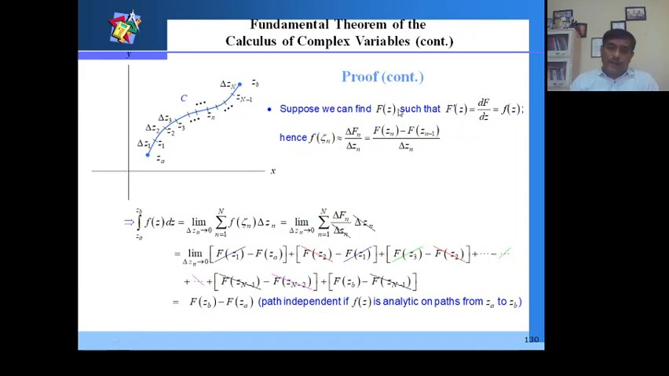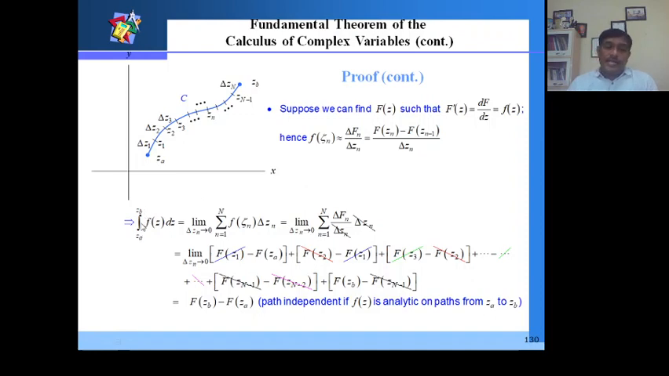Suppose we can find capital F of z such that F dash z, that is dF by dz, is equal to small f of z. Hence, f of zn is equivalent to delta Fn divided by delta zn. That is, F of zn minus F of zn minus 1 divided by delta zn. That is the rule of the derivative of that function, the definition, with the limit as delta zn tends to 0.